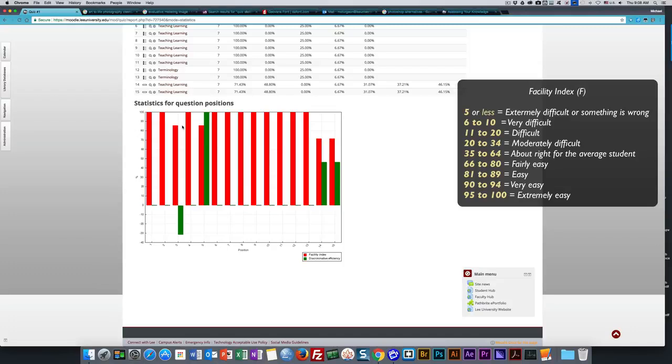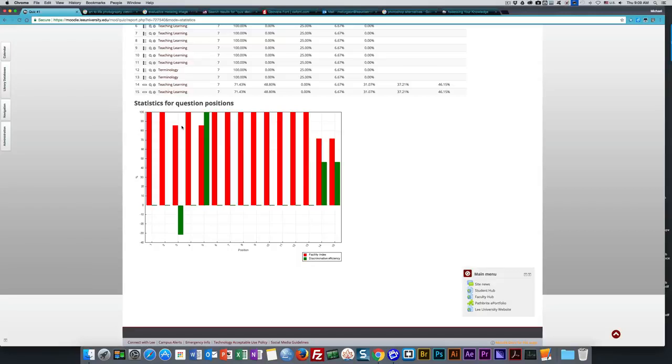81 to 90 is considered easy. Then 90 to 94 is very easy. Then, as I said earlier, 95 to 100 is considered extremely easy. Well, we don't want to go with extremely easy, but we also don't want to make it to where nobody can get it right. Now, that's the facility index.